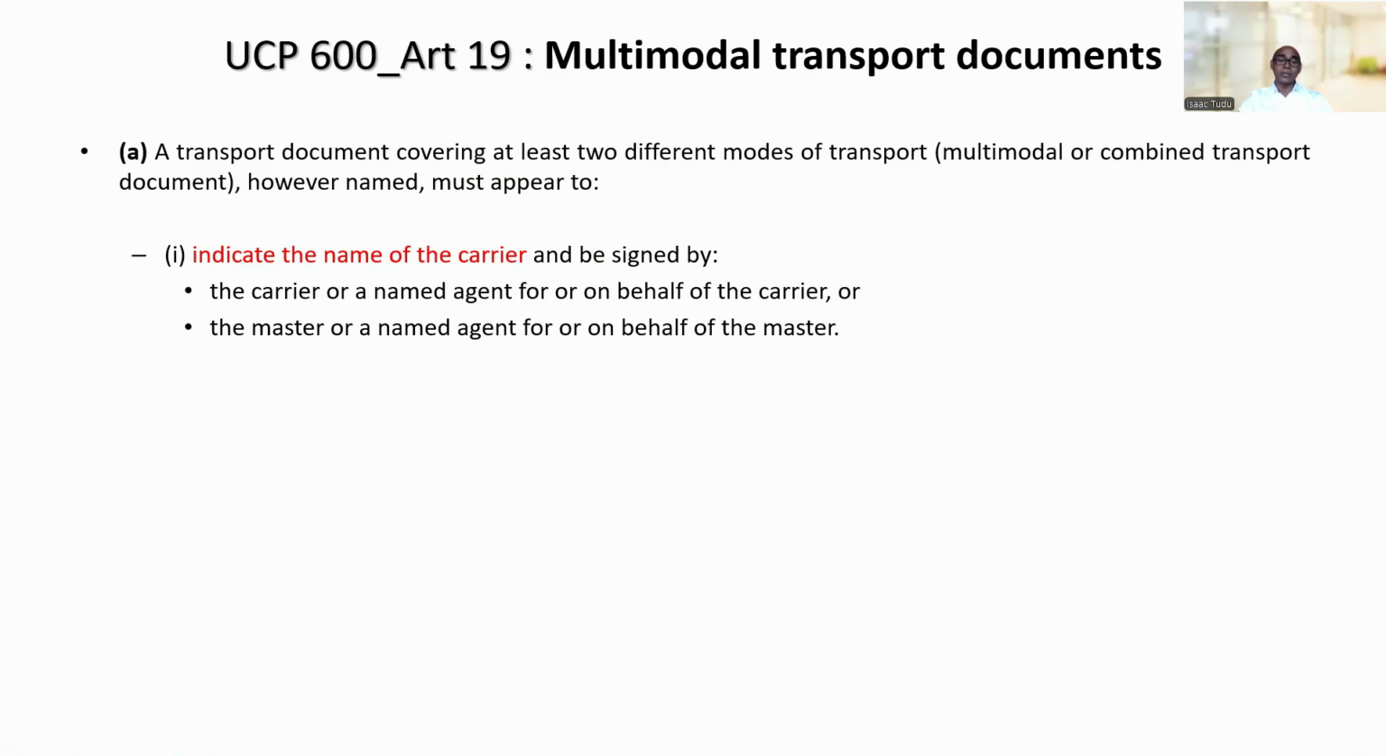So to comply, the multimodal transport document must indicate both the name of the party acting as the carrier, like ABC Company Limited, and indicate that the party is acting as carrier.